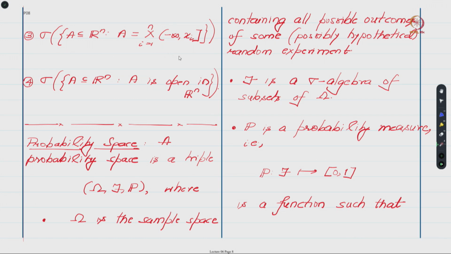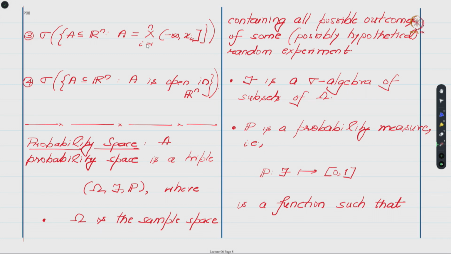The third of this is the sigma field generated by the collection where the set has the form given over here. It is the Cartesian product of intervals of this form where the starting place is minus infinity and the interval ends at some xi, right, and you take finite Cartesian products of intervals of this form, right, and then look at the sigma field generated by this. Again one can show that this sigma field and the previous sigma fields turn out to be one and the same, and so there are several ways.